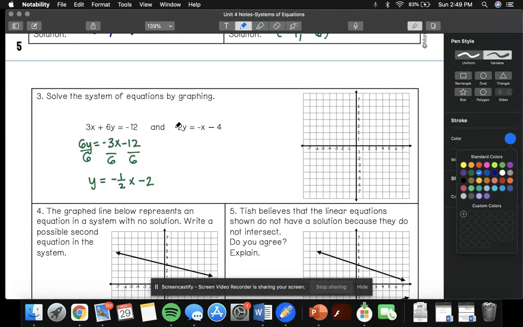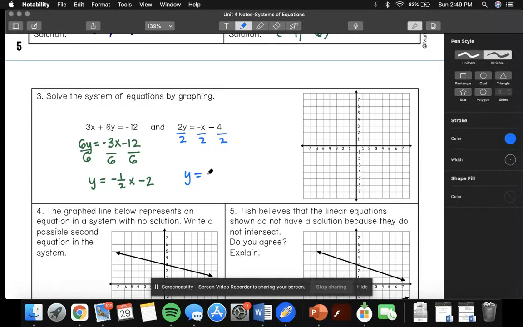Okay. I'm also just going to go ahead and solve this second one because I might as well just get that out of the way. I'm just going to divide by the 2, and I have y equals negative x over 2, which is equivalent to a negative 1/2, and negative 4/2, which is equivalent to negative 2.